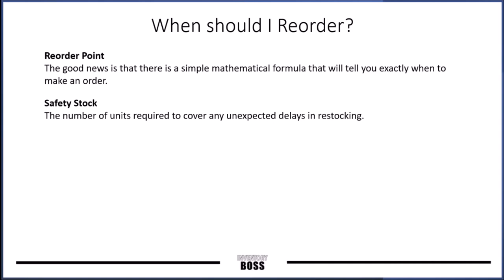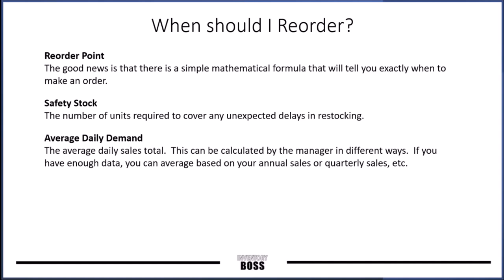So you make an order, you expect it to come on a certain day, but then you might have unexpected variances in that time because of maybe transit issues or issues with your factory getting all the materials they need, etc. So safety stock is like your buffer stock. The next one is the average daily demand, and that's just the average number of sales you have every day. If you have enough data, you can average based on your annual sales or quarterly sales, etc. There's different ways to do it, but those are basic ways of doing it.